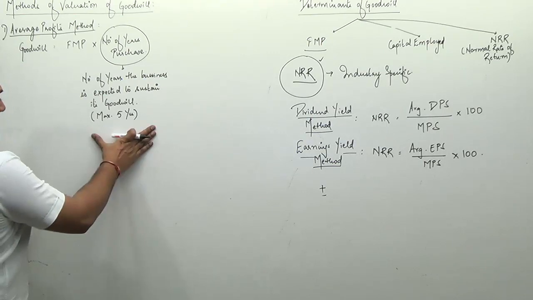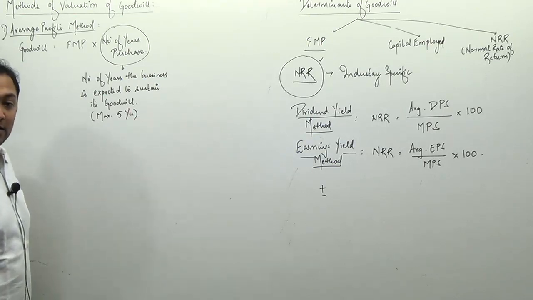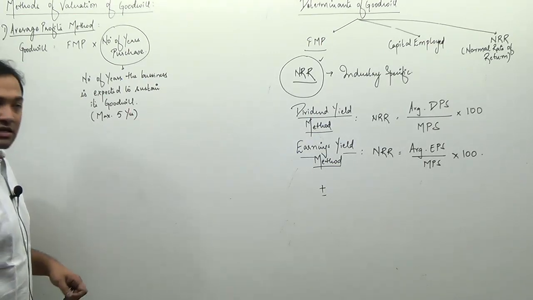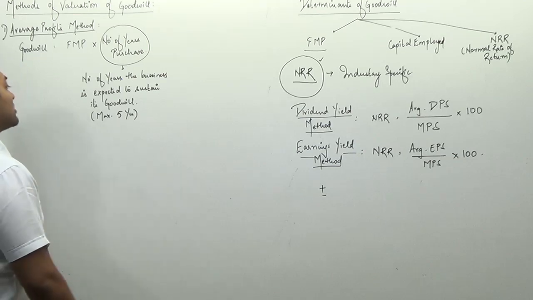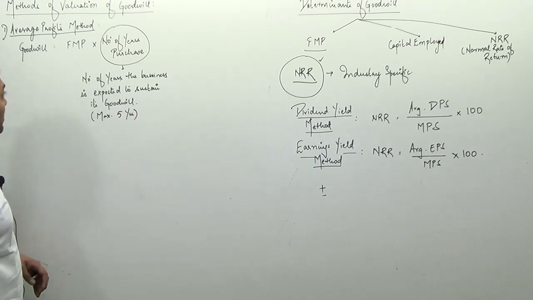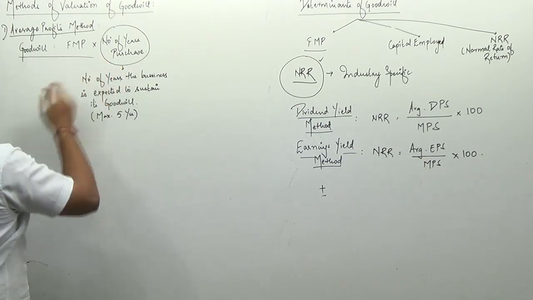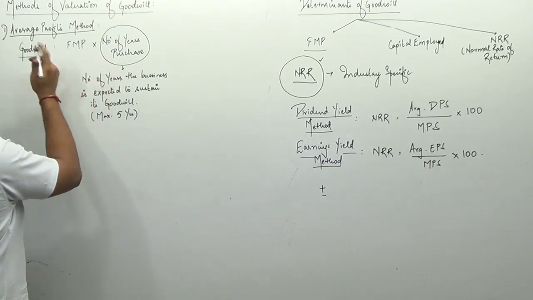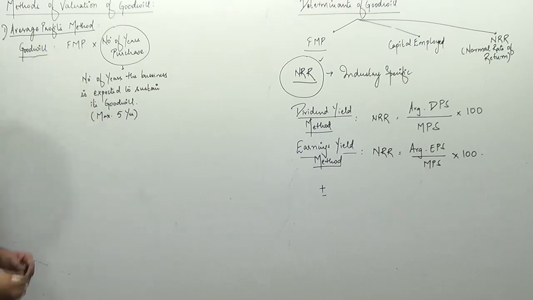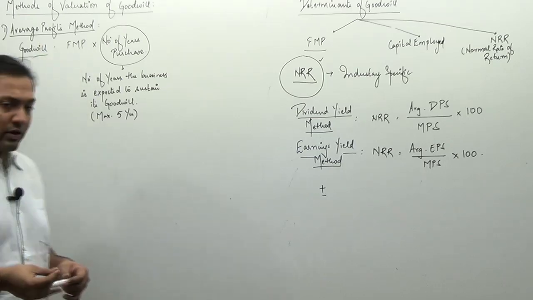So this figure normally is given to us in the question. You don't have to make an assumption regarding how many years this company is going to sustain the future profits. No such assumptions are to be made. The question will always contain this. Now the first thing I'll come up with is that there is some flaw when I'm talking about this goodwill valuation. What is the flaw in this method?